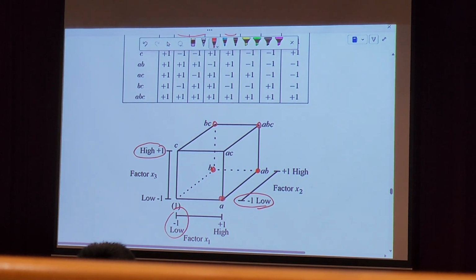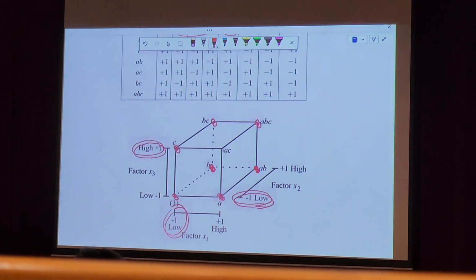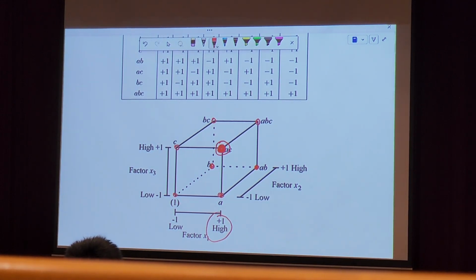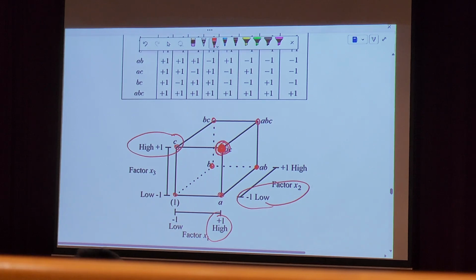So after I make these 8 batches of cookies, I let my kids try every one, and they'll tell me this one is the best. They will all turn out different, but if they tell me this is the best, then I know next time when I make my cookies, I should choose high level of factor x1, high level of factor x3, and low level of factor x2.